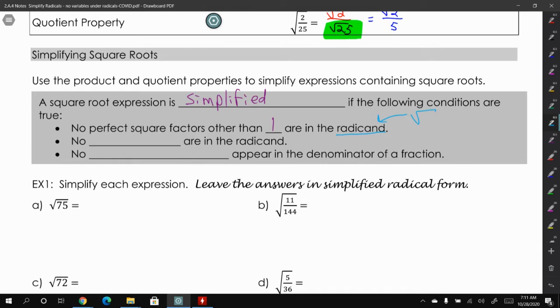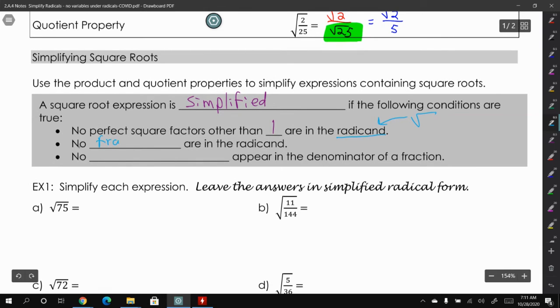And then we have no fractions in the radicand, so no fractions under the square root, and no square root symbol or radical appears in the denominator of a fraction. No radical or radicand appears in the denominator of a fraction. We're not going to focus on that a lot today, but it's basically improper math to have a square root in the denominator.